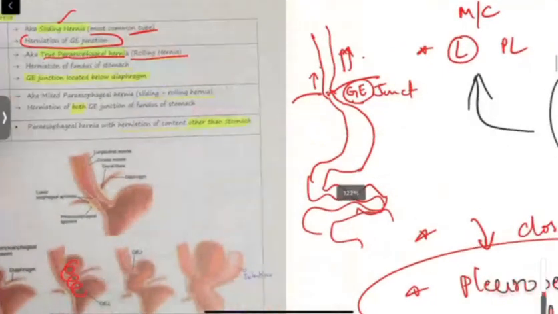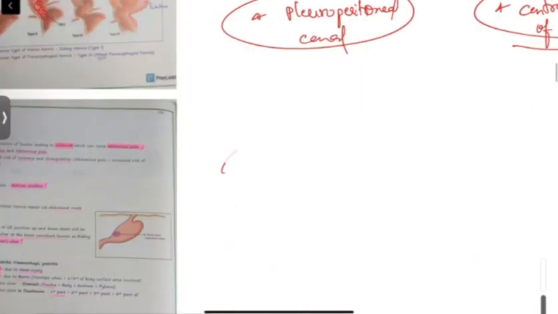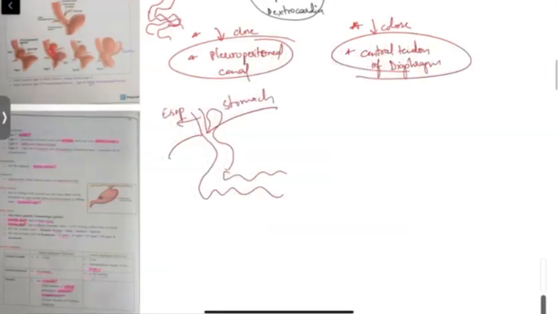ಇದರಲ್ಲಿ ಏನಾಗುತ್ತೆ, ಈ ಜಂಕ್ಷನ್ ಹಾಗೆ ಇರುತ್ತೆ. Whatever this content is there, that will roll up. So gastroesophageal junction is normal and stomach has rolled up. So this is stomach. Esophagus is intact. ಅದಕ್ಕೆ ಇದನ್ನ ಟ್ರೂ ಪ್ಯಾರಾಇಸೋಫೇಜಿಯಲ್ ಹರ್ನಿಯಾ ಅಂತ ಕರೀತಾರೆ.